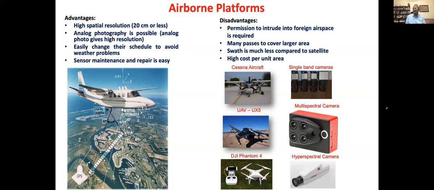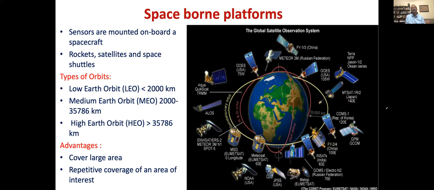But as I said, the disadvantage is that they cover smaller areas and the data acquisition cost is very high. But the advantage is they can provide very high resolution data. So it depends upon the purpose. Then, of course, the most common platform we often use for remote sensing data sets are spacebound platforms. They are mounted on a spacecraft, launched from a ground station, and then they go and stay in space for many, many years. And as I said, depending upon the height of the satellite, you can divide them into lower Earth orbit, medium Earth orbit, and high Earth orbit.